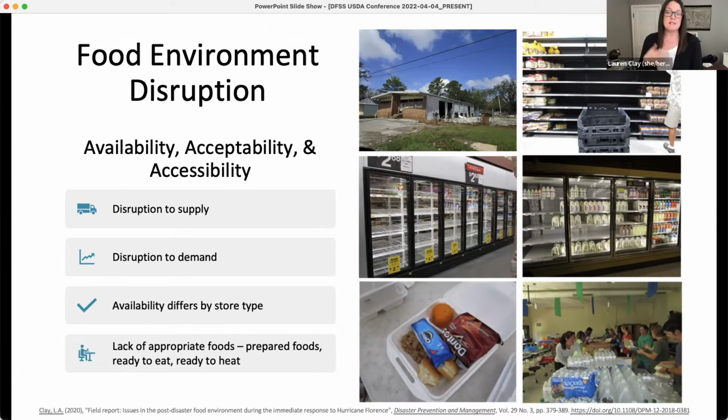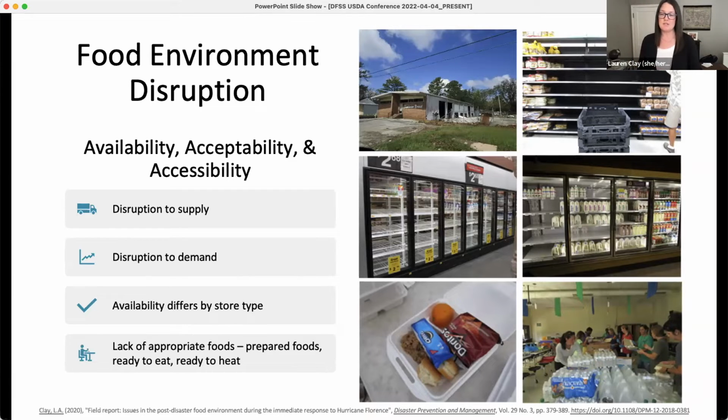So the bread storage facility was damaged. It was very difficult to keep bread on the shelves at a time when many households are without electricity. So think no refrigeration, maybe their home was damaged, they have no food preparation or storage facilities. So, a peanut butter and jelly sandwich would sure make ends meet for a while. And that just wasn't possible. We also see disruptions to demand.